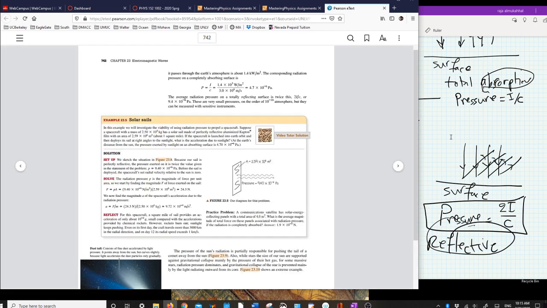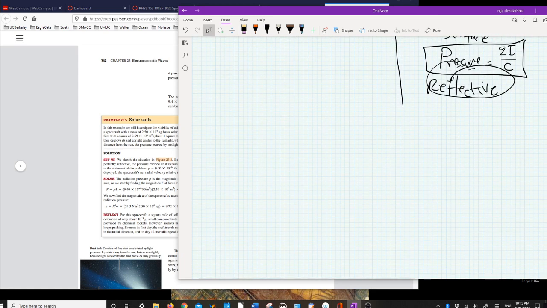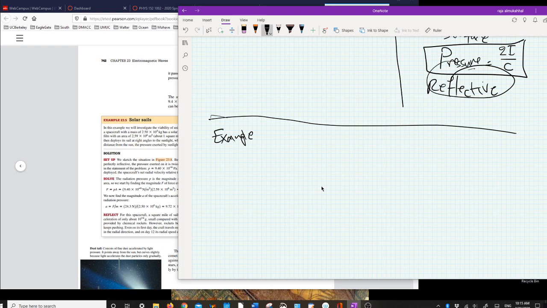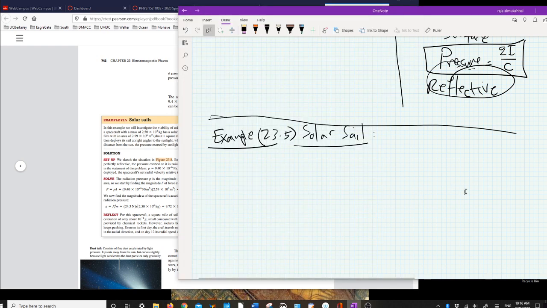Here it is right here. And I think I have done this example, but all right, let's do it. So we have example 23.5. You have a solar sail. So let's read it together. It says, in this example, we will investigate the viability of using radiation pressure to propel a spacecraft. Suppose a spacecraft with a mass of, so let's write it down.